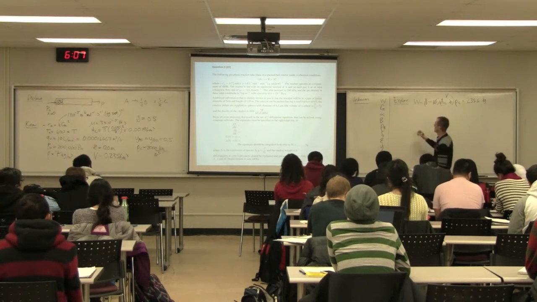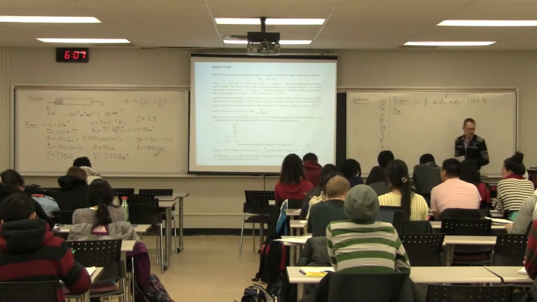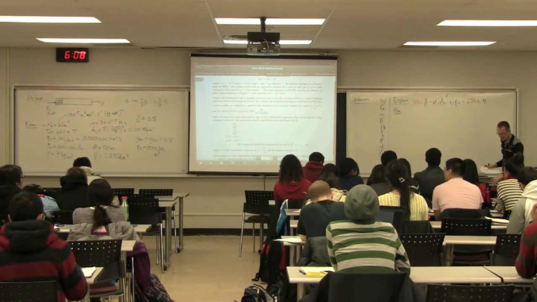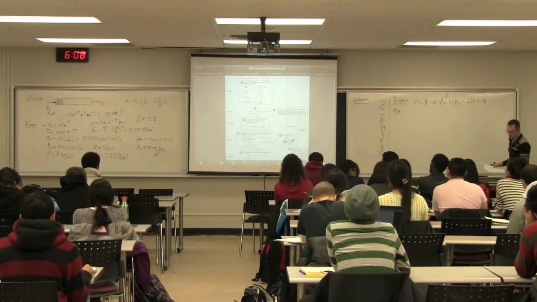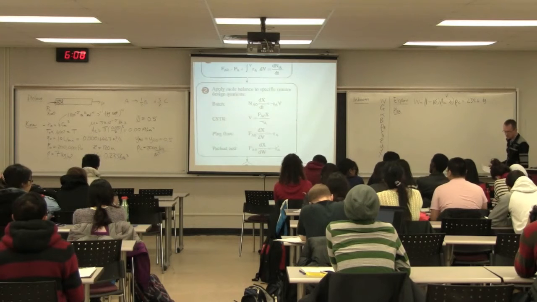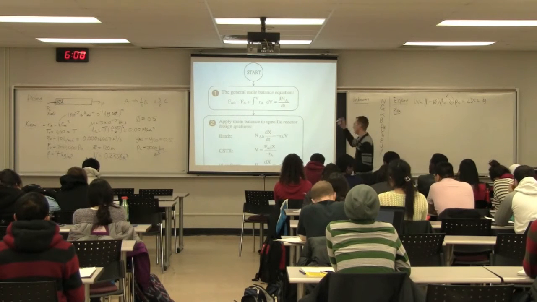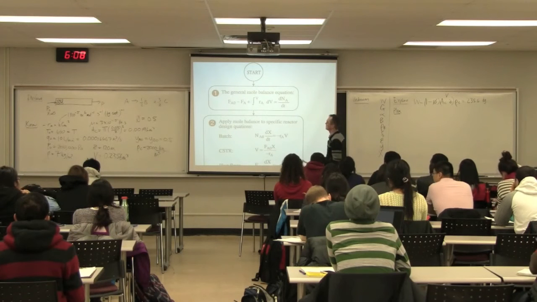Now let's plan our strategy. Here's how you go about these problems. This is the handout we had in class last time. Let's take a look at it and follow this strategy. So we follow this flow sheet. Our first step is to do the general mole balance. This is usually no action required at this step. We simply just write it down.